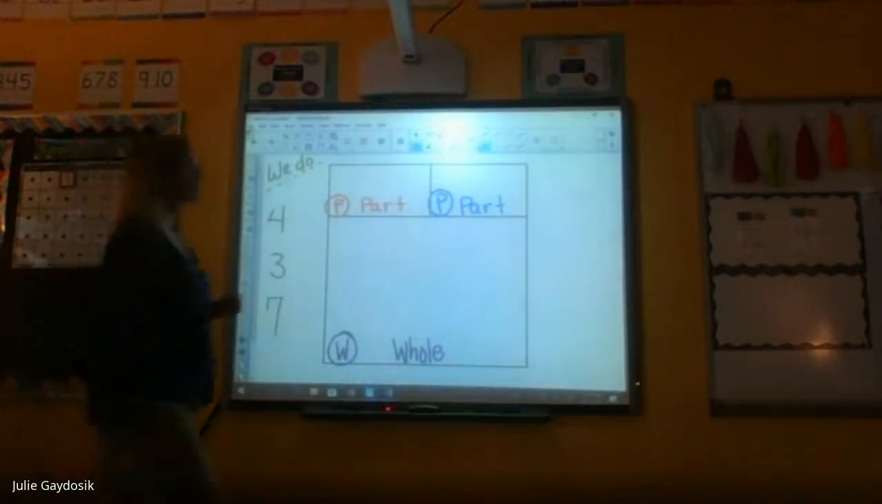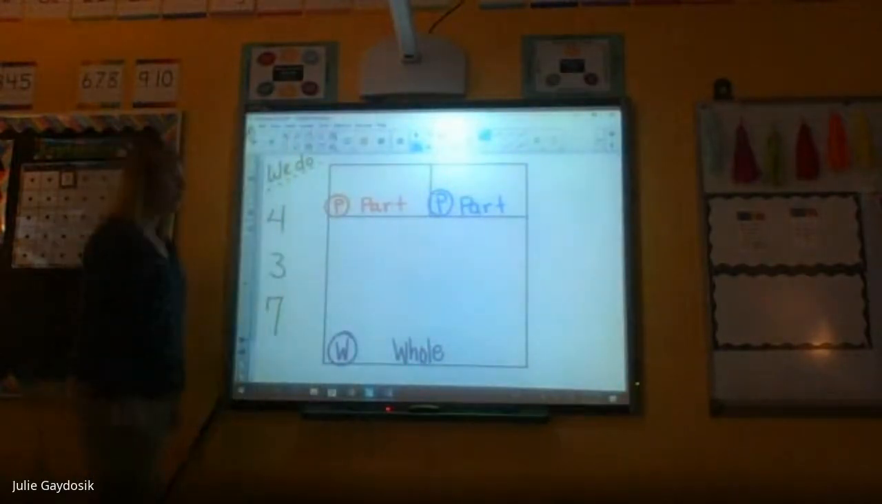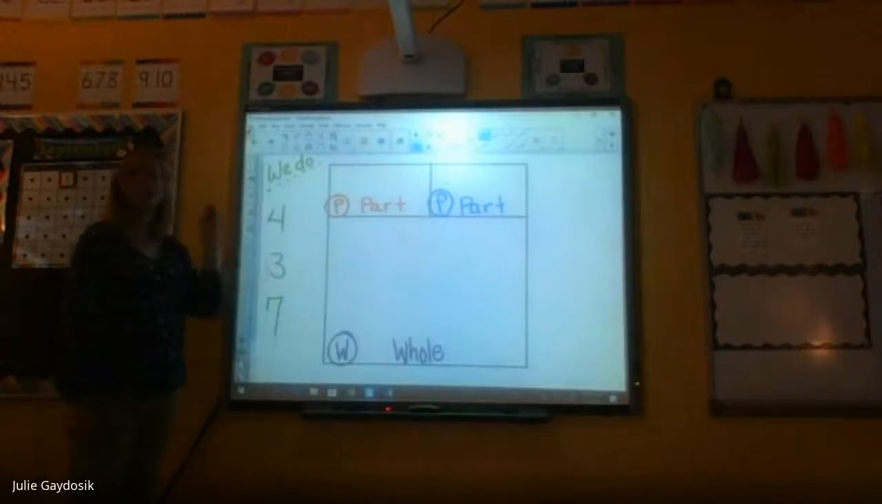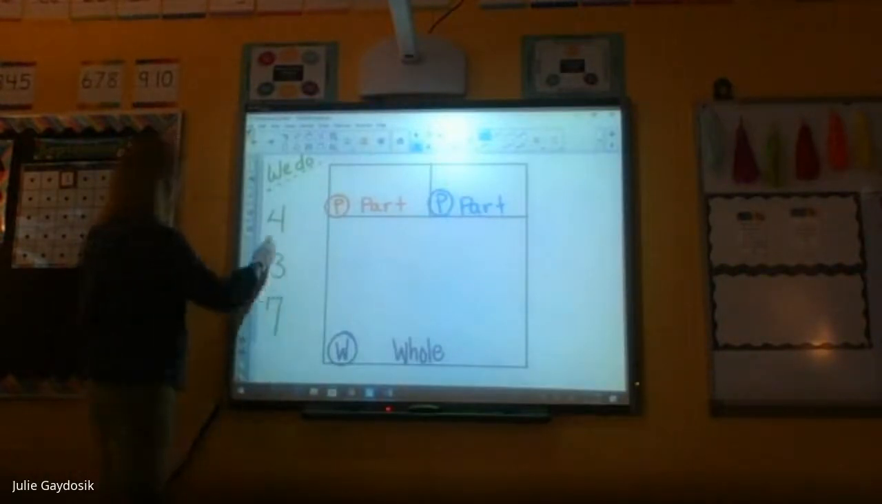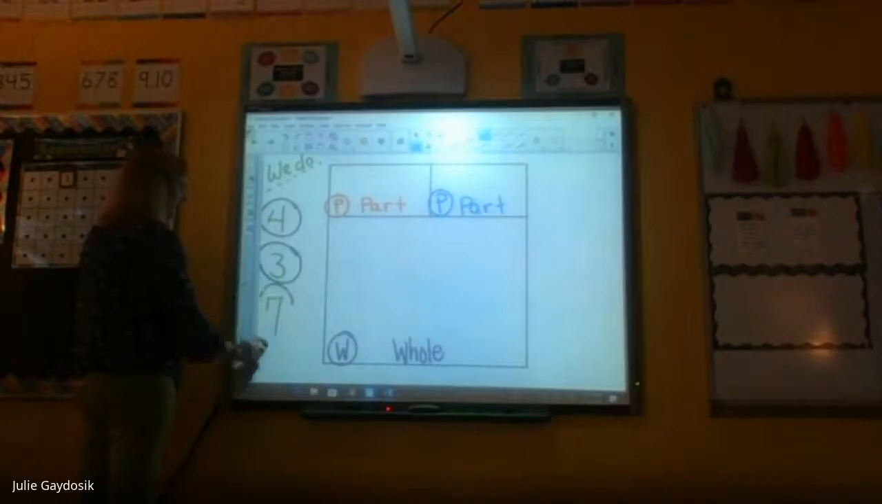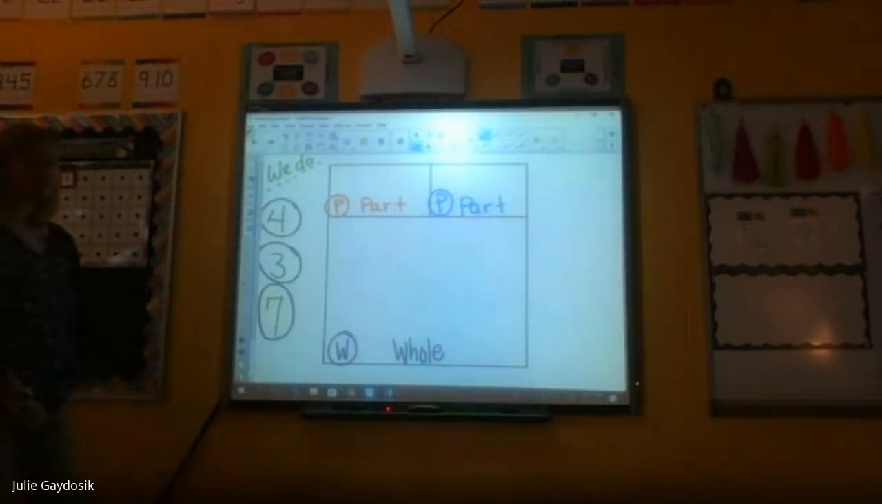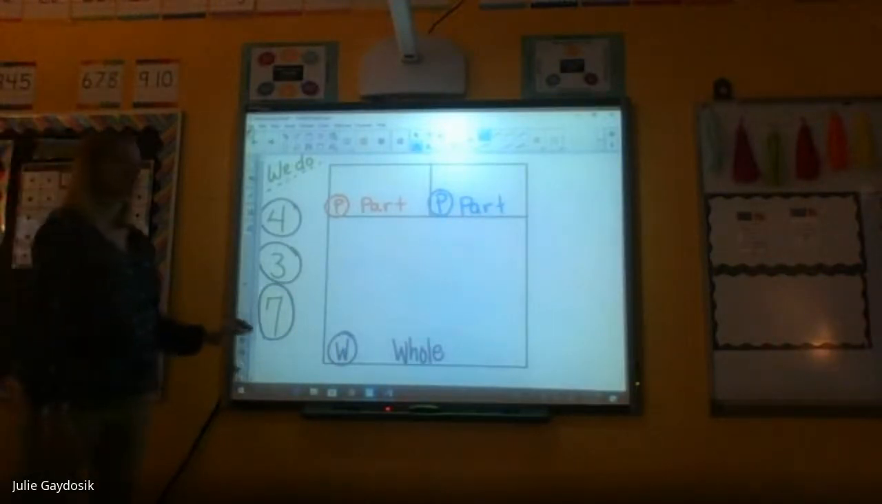All righty. So now here are my numbers. We're doing this together, okay? If you don't have this drawn yet, go ahead and hit pause, come right back. We're looking for our largest number. We have 4, 3, and 7. So looking at those numbers, which one is the greatest or the largest number?